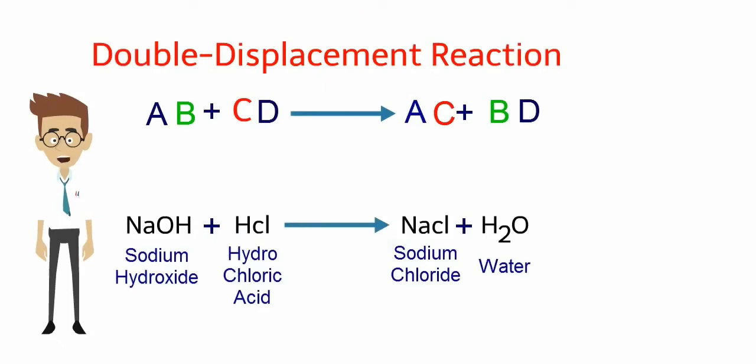Double displacement reactions are those reactions in which atoms are exchanged between two reactants to form two new compounds. When sodium hydroxide reacts with hydrochloric acid, it forms sodium chloride, which is salt. In this reaction, chloride ion, which is a negative ion, combines with sodium ion, which is more positive than hydrogen ion.